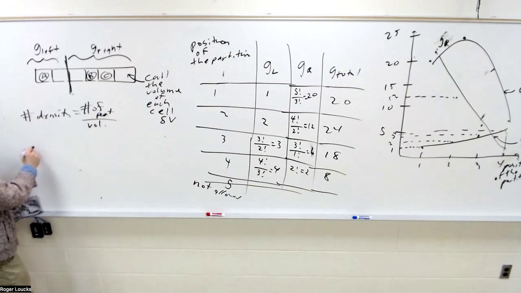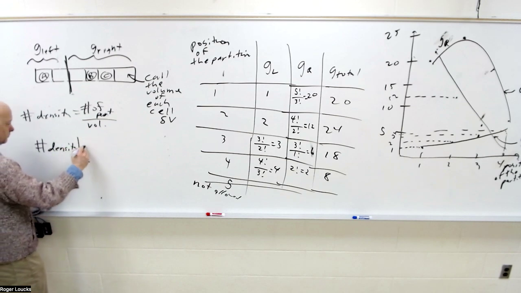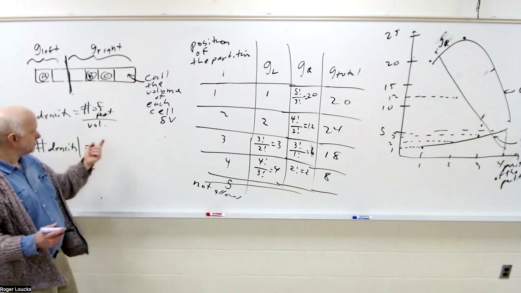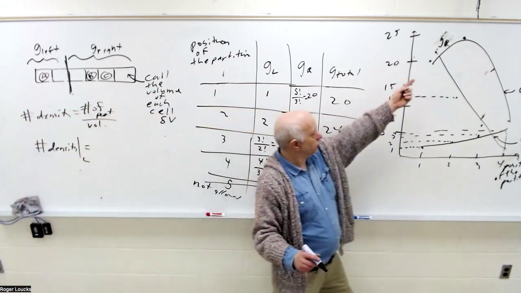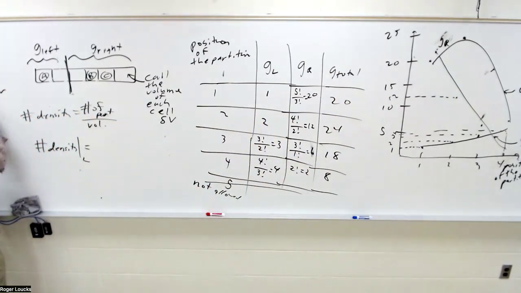Okay, so if I look at this number density on the left, what would it be? I have how many particles on the left? Let's do it for this maximum configuration here that we're going to calculate. So for max G total, in other words, this is in the 2 position. What is going to be the number density? The number of particles is 1. And then the volume would be what? We would have 2 cells, so this would be 2 delta V.